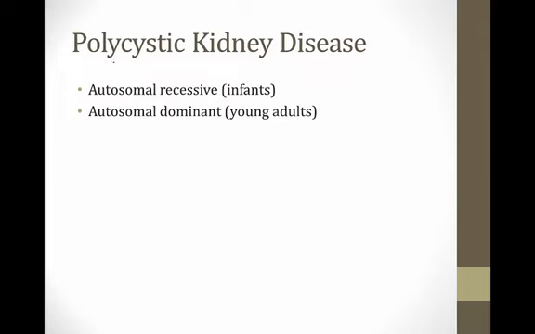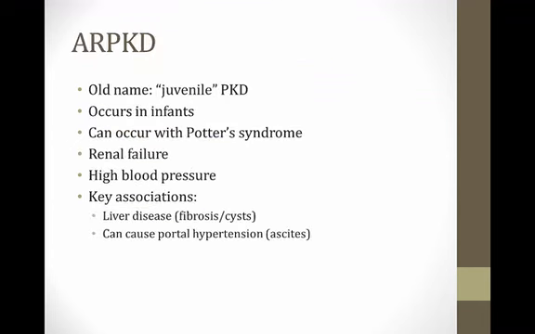Next we'll talk about the polycystic kidney diseases, which are very high yield for your boards, and there's two forms: the autosomal recessive form, which occurs in infants, and the autosomal dominant form, which presents in young adults. Autosomal recessive polycystic kidney disease is abbreviated ARPKD, and its old name was juvenile PKD, which helps you remember that it occurs in infants.